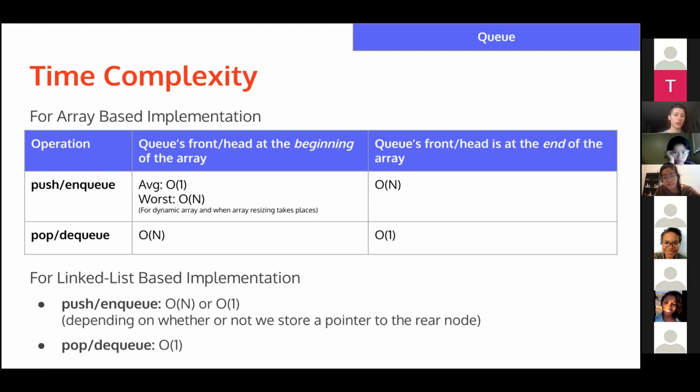And then, like we talked about, if we are popping from the array-based implementation where we're popping from the front, obviously we grab that first element and then we have to shift everything else over. So that becomes O of n.